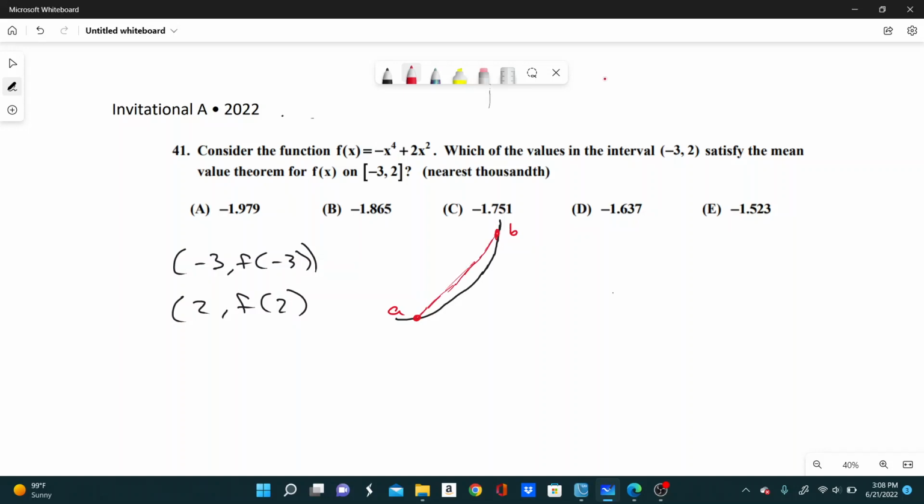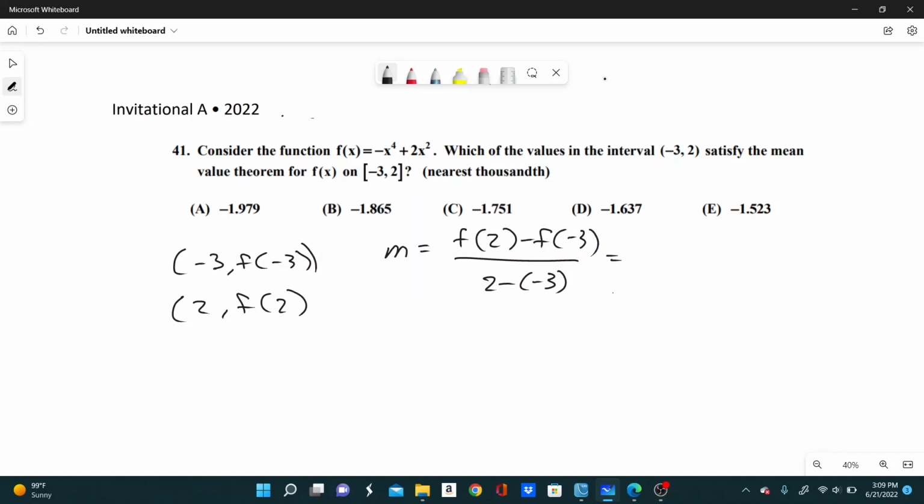So the mean value theorem says that somewhere else in this curve at point C, the slope of the tangent line is equal to the slope of the secant line. So we just have to find where that is. The first thing we have to do is find the slope of the secant line. The slope of the secant line is just change in y over change in x. So the slope will be f of 2 minus f of negative 3 over 2 minus negative 3.